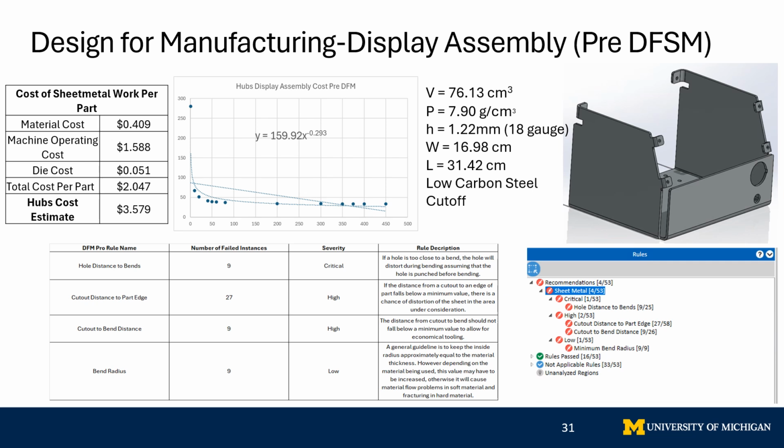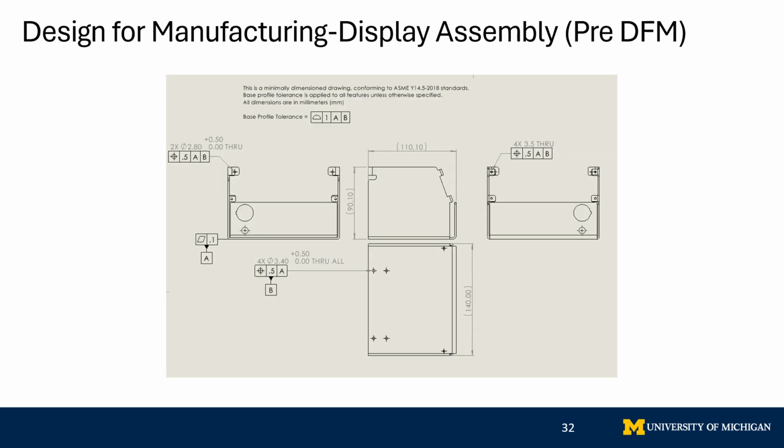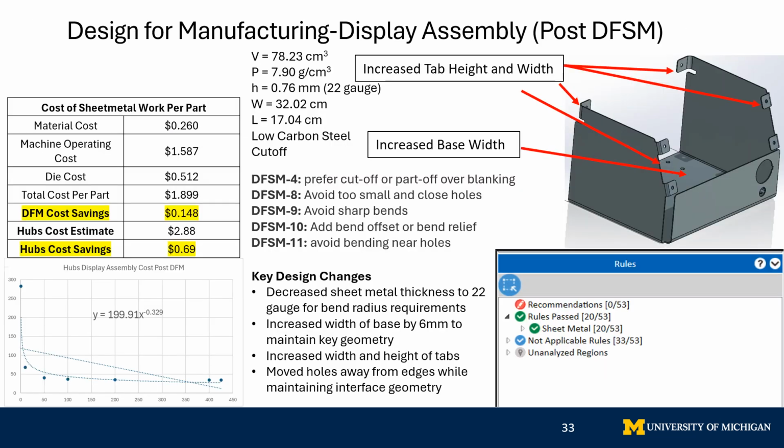DfM Pro was then utilized to analyze the design, and 4 major guidelines were violated. Hole distance to bends, cutout distance to part edge, cutout distance to bend distance, and min-bend radius rules were all violated. Here's a drawing of the front display assembly before DfM showing critical geometries. Design for sheet metal guidelines 4, 8, 9, 10, and 11 were utilized to guide key design revisions. The sheet metal thickness was reduced to 22 gauge steel to satisfy min-bend radius requirements. The base width was increased by 6 millimeters to allow the tab width to be increased to maintain critical interface geometry. Tab height was increased, and the holes were moved away from the edges while maintaining interface geometry.